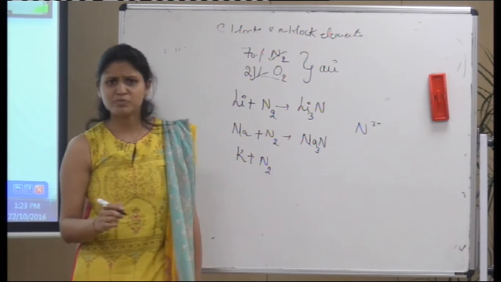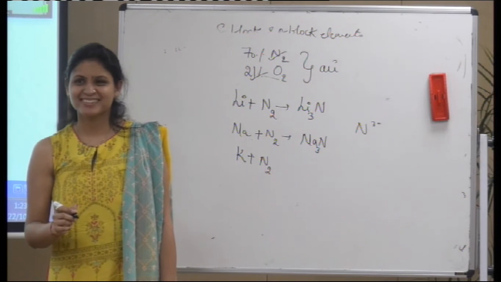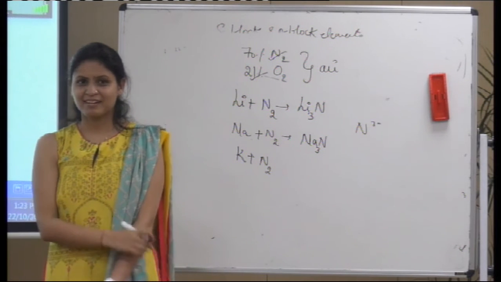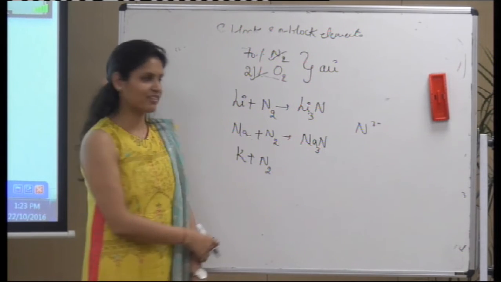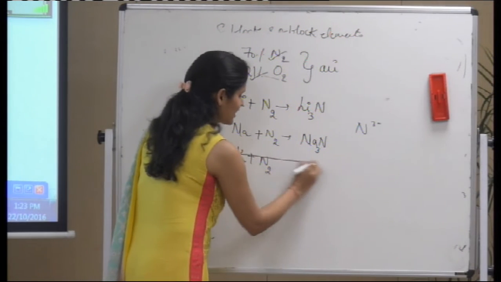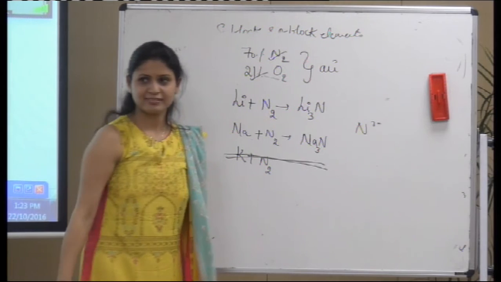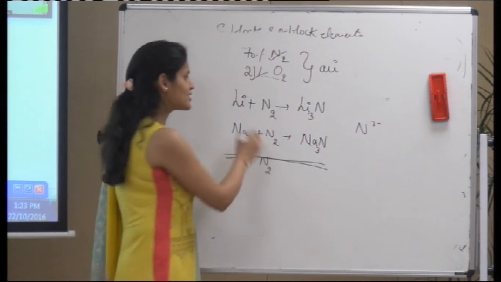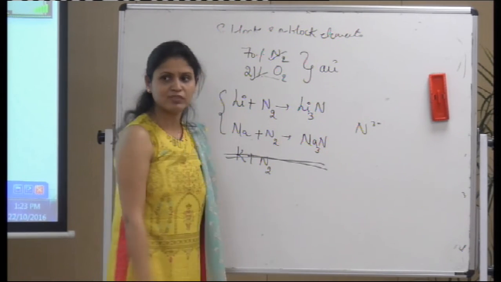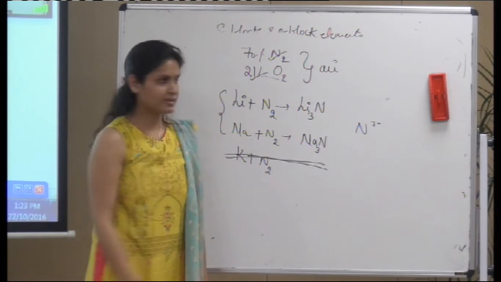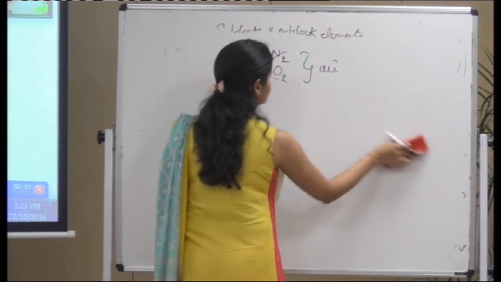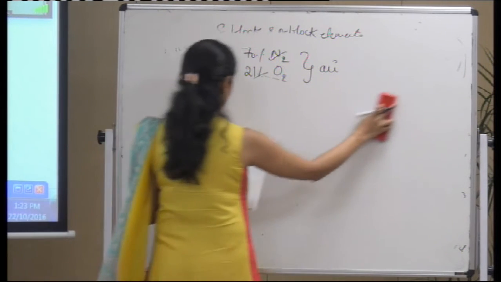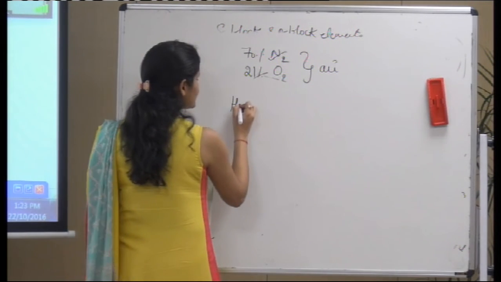Then potassium would form... Does potassium react with nitrogen? No, it does not react with nitrogen, and hence this reaction is nullified. Nitrogen is reactive with only two elements of the alkali metals. Next reaction could be with hydroxides.